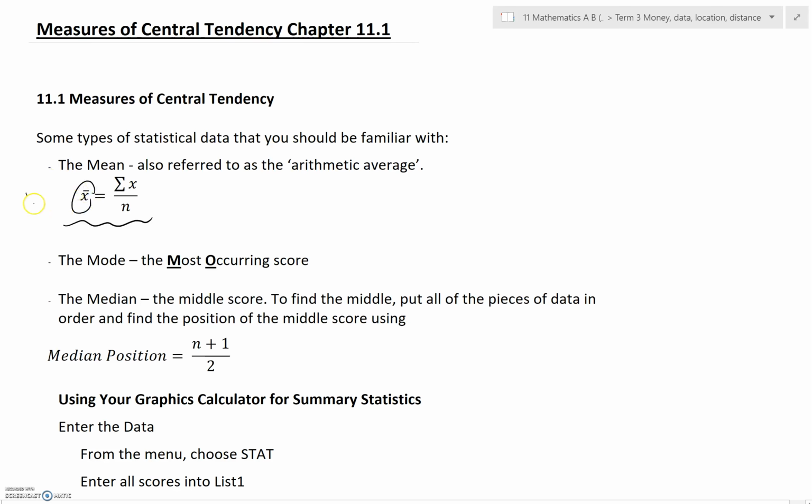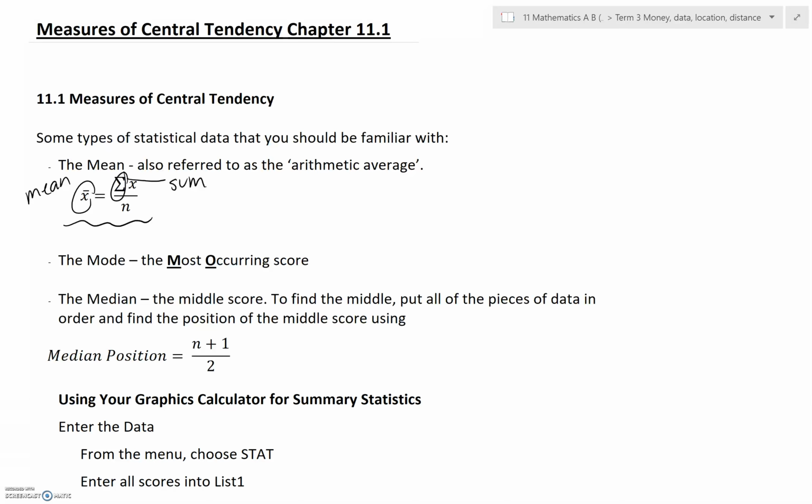So mean, and this little back to front E kind of thing means sum. You're going to see me using that a lot because that's a mathematical term we need to use. Sum of X over N. So the mode is the most occurring score, the one that happens the most, and the median is the score in the middle.